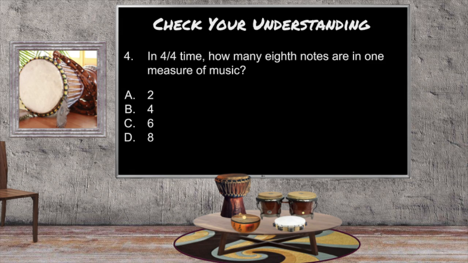Number 4. In 4/4 time, how many eighth notes are in one measure of music? A, 2, B, 4, C, 6, D, 8. Number 5. In 4/4 time, how many 32nd notes are in one measure of music? A, 8, B, 16, C, 32, D, 128.